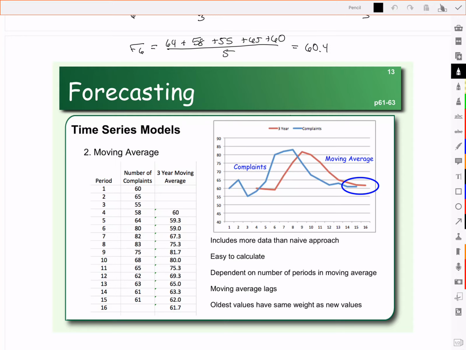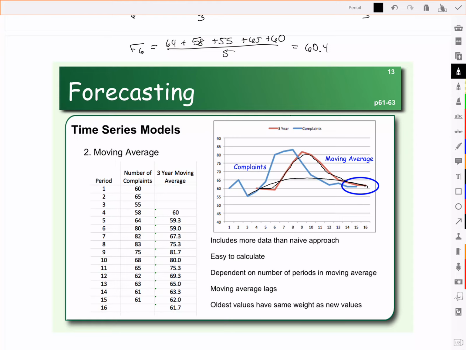So what you see here on this table on the right is the number of complaints and then the moving average, and this is a 3-year moving average. When you start to do more years, then it starts to smooth out a bit because you're taking more of the ups and downs into consideration.